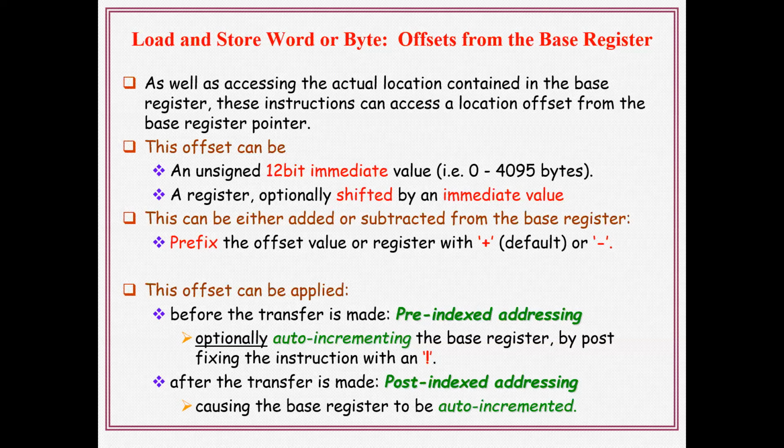What is pre-indexed addressing? Before the transfer is made, the offset is applied; that is called pre-indexed addressing mode. Optionally, we can auto increment the base register by postfixing the instruction with an exclamation symbol. We can add that auto incrementing option also. And the next one is when the offset is applied after the transfer is made, that is called post-indexed addressing mode, causing the base register to be auto incremented.